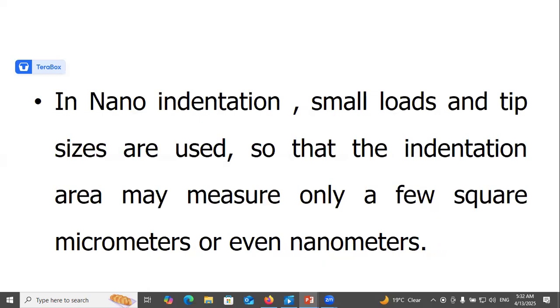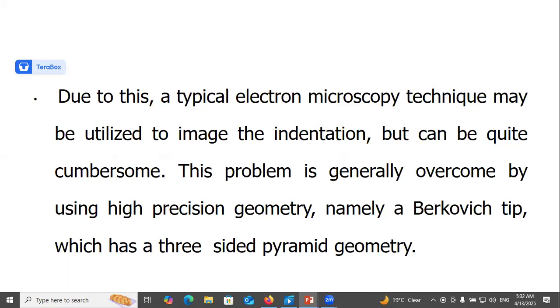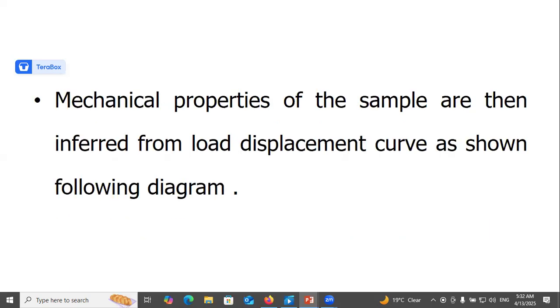In nano indentation, small loads and tip sizes are used so that the indentation area may measure only a few square micrometers or even nanometers. Due to this, typical electron microscopy techniques may be utilized to image the indentation, but can be quite cumbersome. This problem is generally overcome by using a high precision geometry, namely the Berkovich tip, which is a three-sided pyramid geometry.